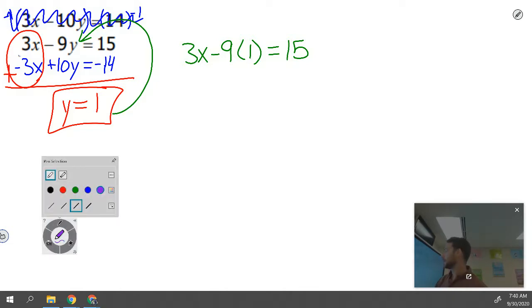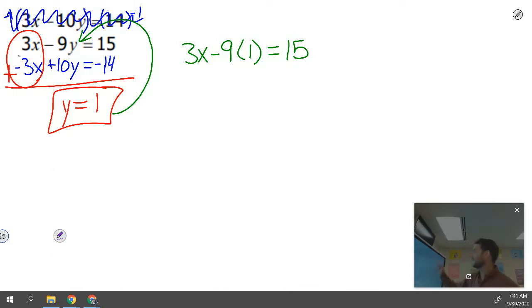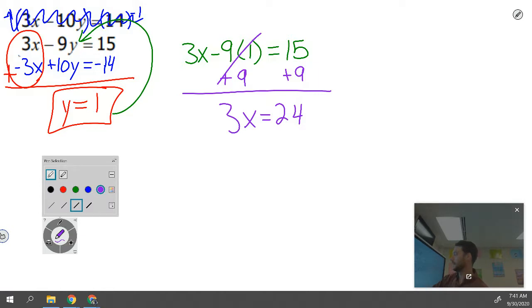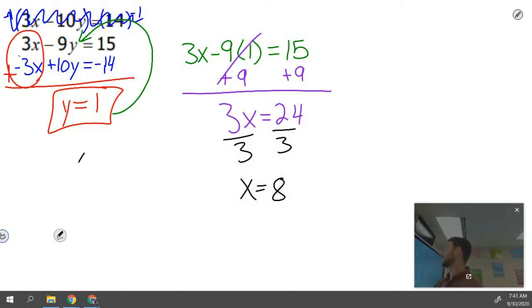To solve this, we'll do the same thing we always do. Okay, -9 times 1 is just going to be -9. So once again, I'm not going to write that stuff out just for the interest of space. I will need to add 9 to both sides. If I add 9 to both sides here, these cancel out. I'm up to 3x is equal to 15 plus 9 is 24. And if I divide my final answer here by 3, x equals 8. So my final answer is the coordinate point 8, 1.